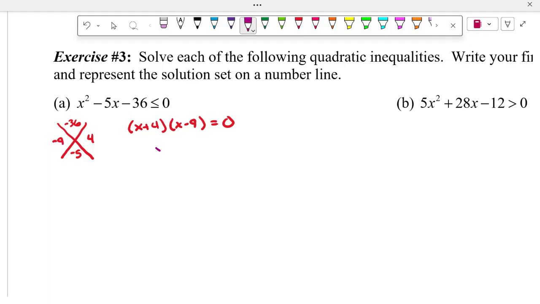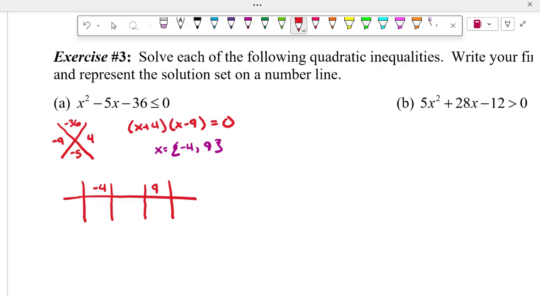So what's x going to be equal to? -4, +9. So that's what x is equal to. Now I got to test the numbers. So here's kind of how I do it. So I put -4 and 9. All right. So you're testing 3 different numbers. So in other words, if you made a number line, you'll do one number less than -4. I recommend an easy number. One number between -4 and 9, and one number greater than 9. And you're going to test them.